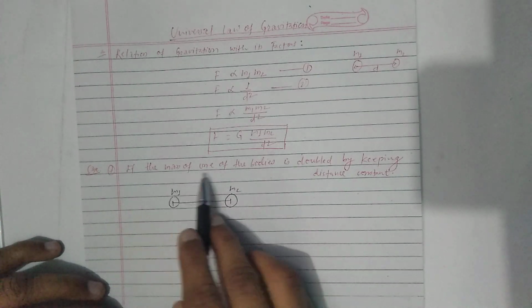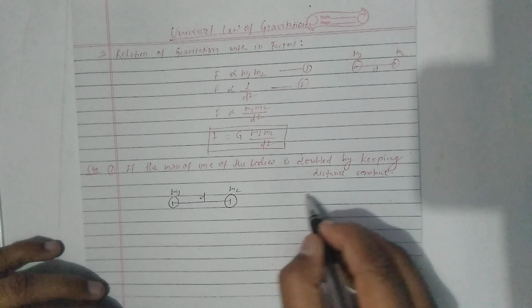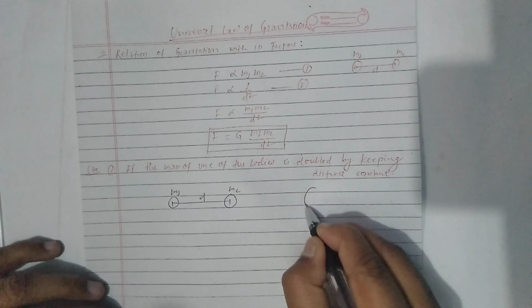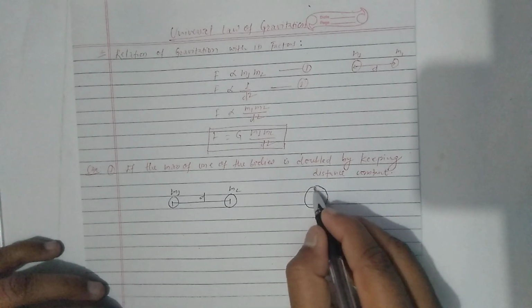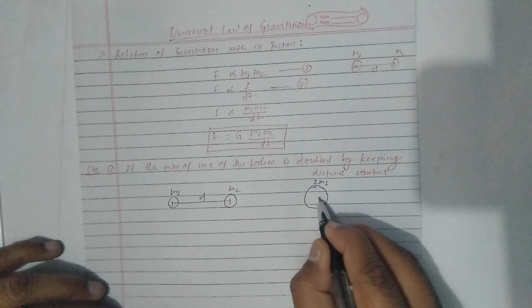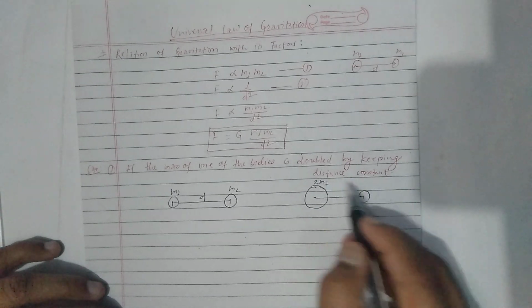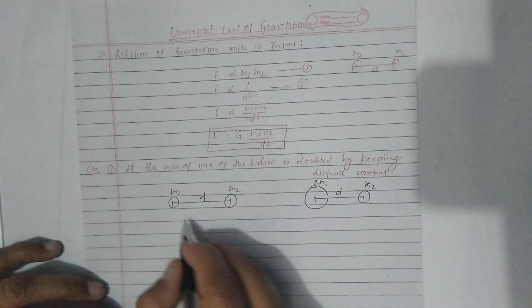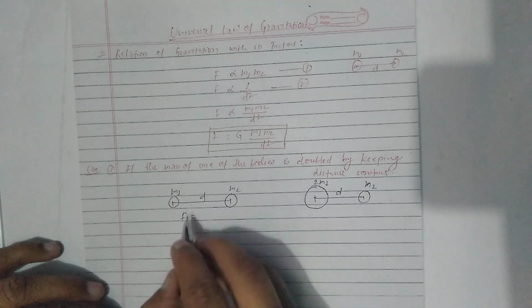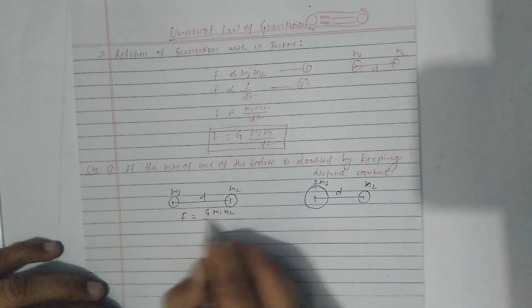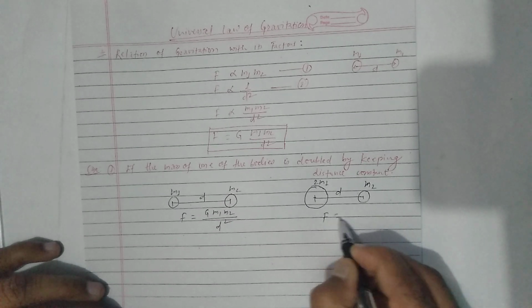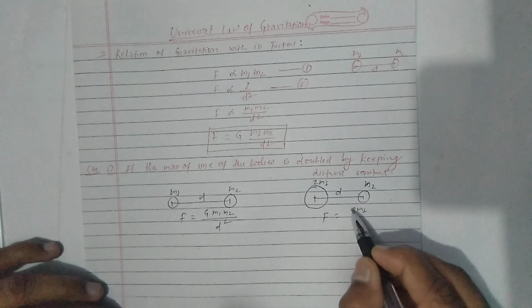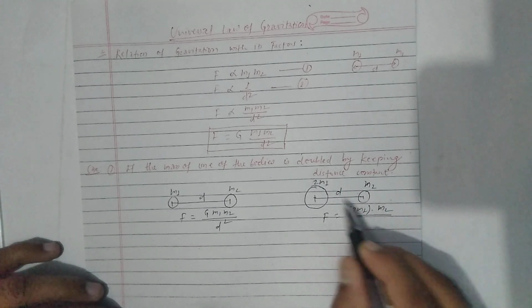If the mass of one of the bodies is doubled, in this case the mass of this body gets doubled, so this mass will be double this one. Suppose this is 2m1, keeping the distance the same, there is no change in distance, and the mass is m2. So the force of attraction for the first case is equal to g m1 into m2 upon d square. But the force of attraction for this case, m1 means this 2m1, into m2 upon d square.